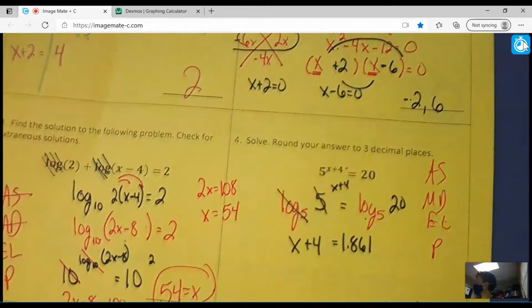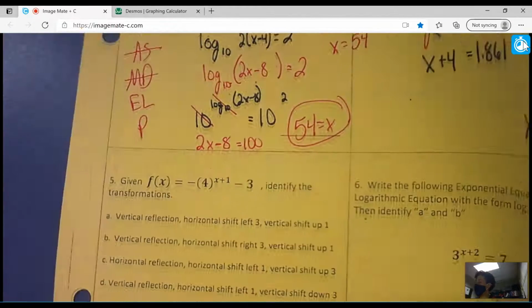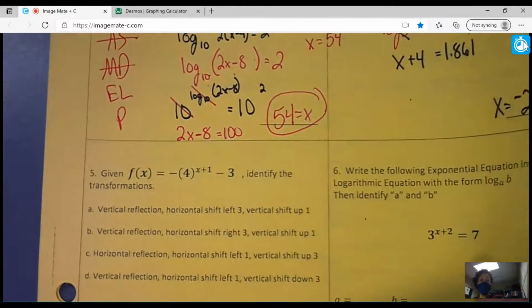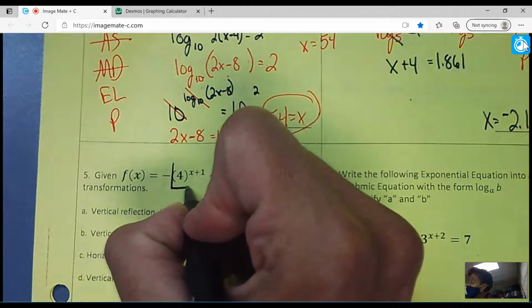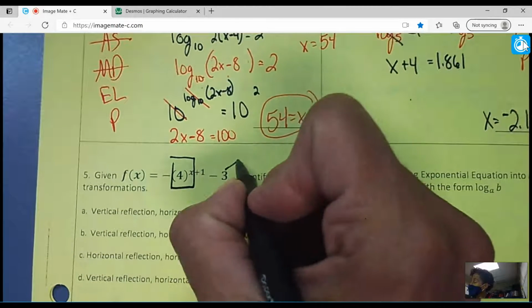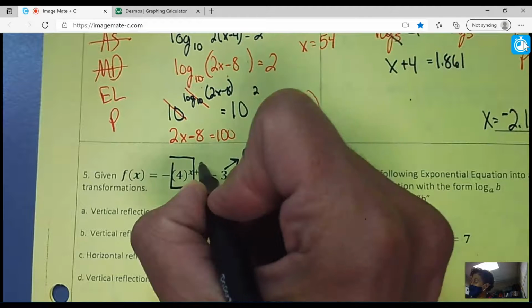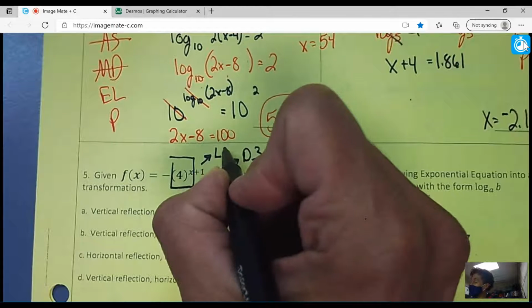All right, so that's number 4. Number 5. So on number 5, we're going to talk about the given transformations. So this is the base of the function, and this 3 means it's going to move down 3. This 1 means it's going to move left 1.